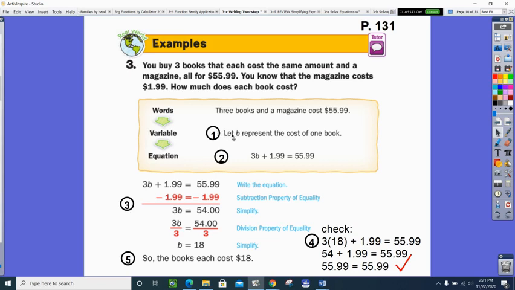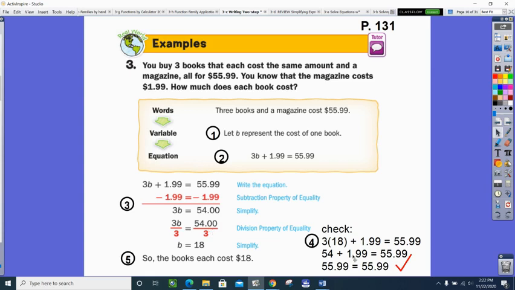So 1, what's our variable? What does it represent? 2, write an equation using the numbers in the problem. Now we're going to do our two-step equation. We're going to subtract $1.99 from both sides. We're not going to touch the 3. That's the no-fly zone there. And once we get that, we have 3b on the left, because this is a 0, and 54 on the right. To undo multiplying, we divide by 3 and we get b equals 18. We've solved our equation and we've shown the appropriate steps.